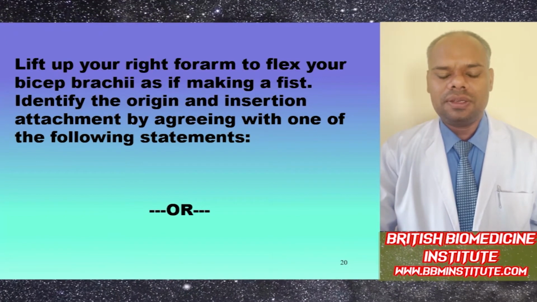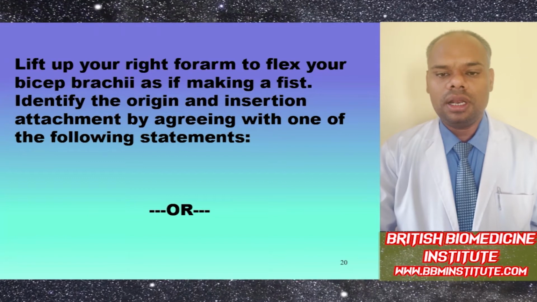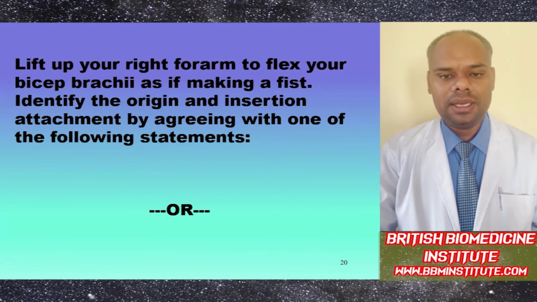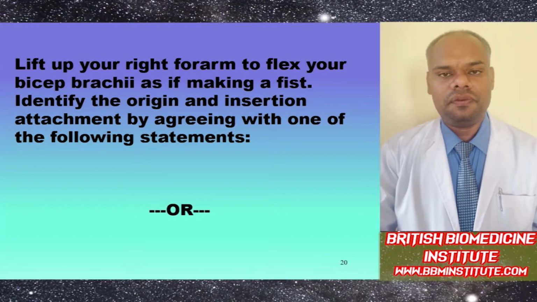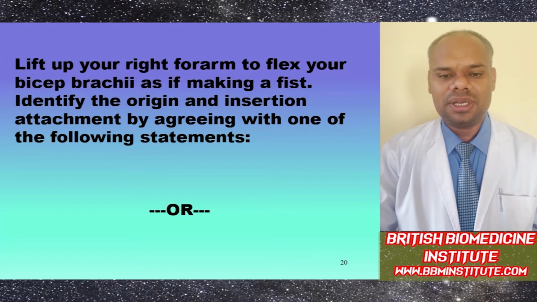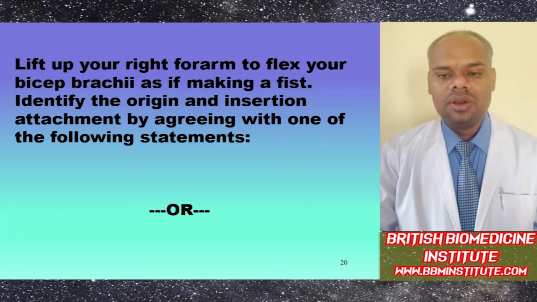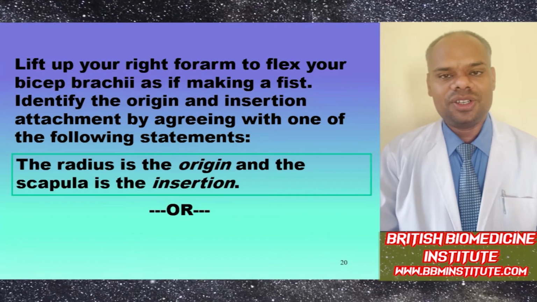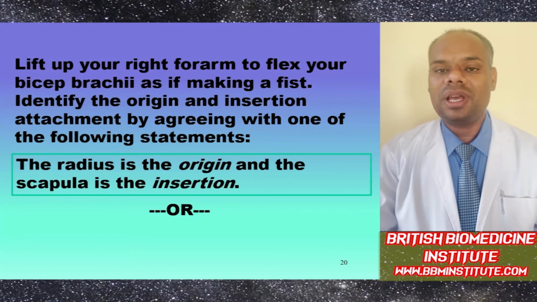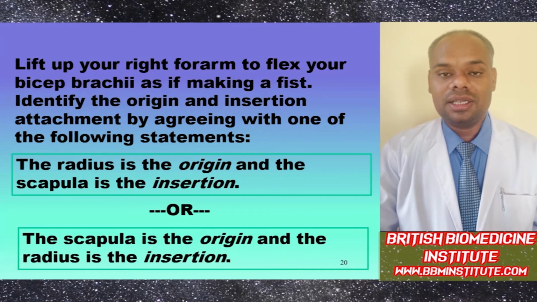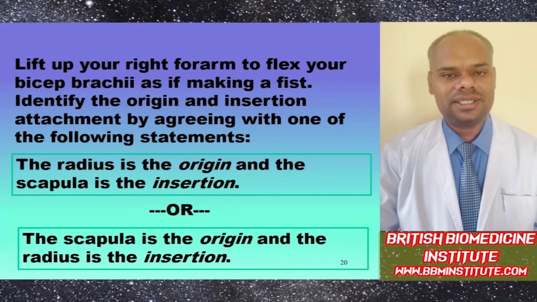So this is an exercise for you. Lift up your right forearm to flex your biceps brachii as if making a fist. Identify the origin and insertion attachment by agreeing with one of the following statements: the radius is the origin, or the scapula is the insertion, or the scapula is the origin, or the radius is the insertion.